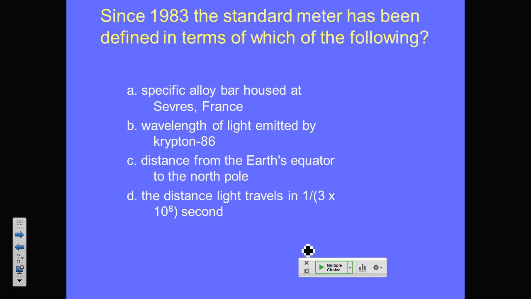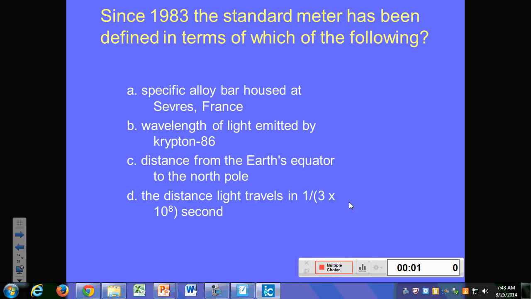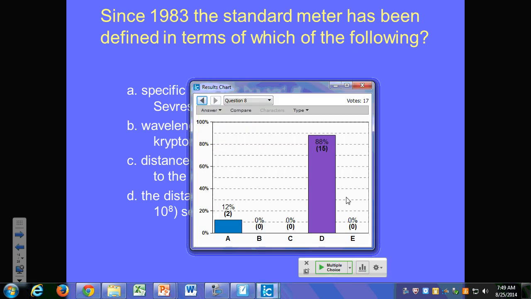All right, since 1983, the standard for the meter has been which of these? So the current standard for the meter is what? Stop at 25. Okay, very good.